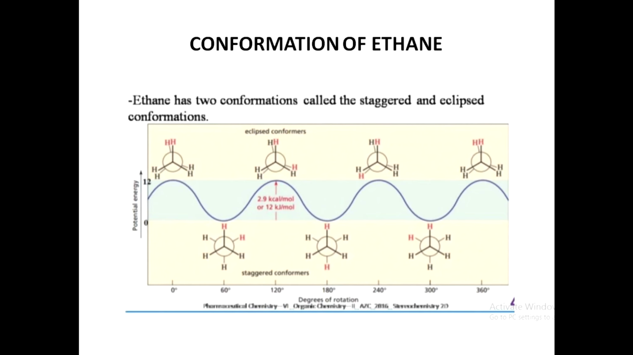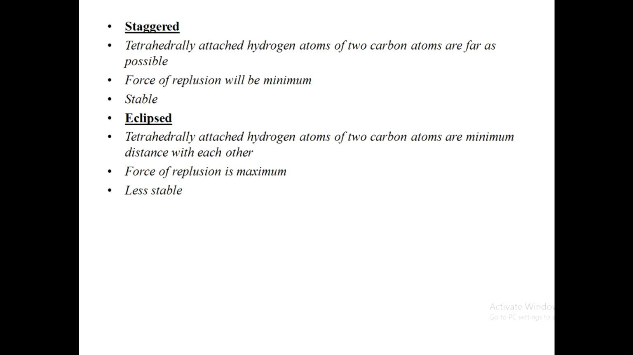First one, the conformation of ethane. Ethane has two types of conformation, that is staggered and eclipsed. In the staggered conformation, the tetrahedrally attached hydrogen atoms of the carbon atoms are as far apart as possible. Hence, the force of repulsion between them is minimum. Therefore, the staggered conformation of ethane is stable. Then eclipsed. In this conformation, the tetrahedrally attached hydrogen atoms are at minimum distance from each other, so the repulsion between them will be maximum. Therefore, the eclipsed conformation is less stable.